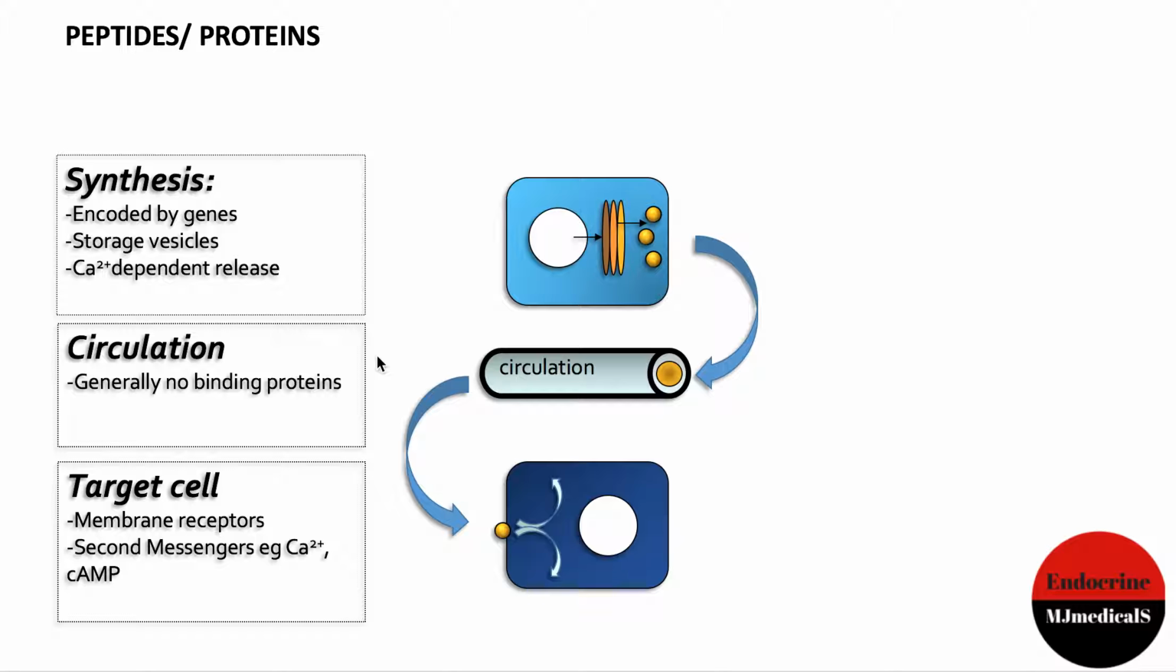So this is basically an outline of what happens when peptides and proteins are released. Examples of peptides and proteins. So initially, what you have is your progenitor, or the first cell that secretes these molecules. These molecules then travel through your blood circulation and into your target cell. So how does this work?